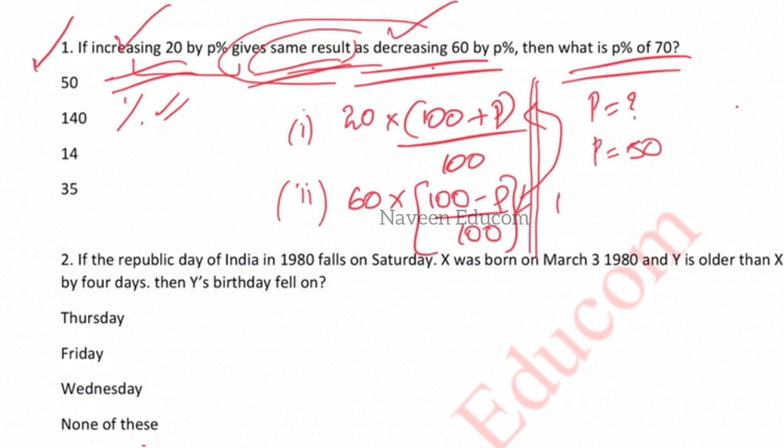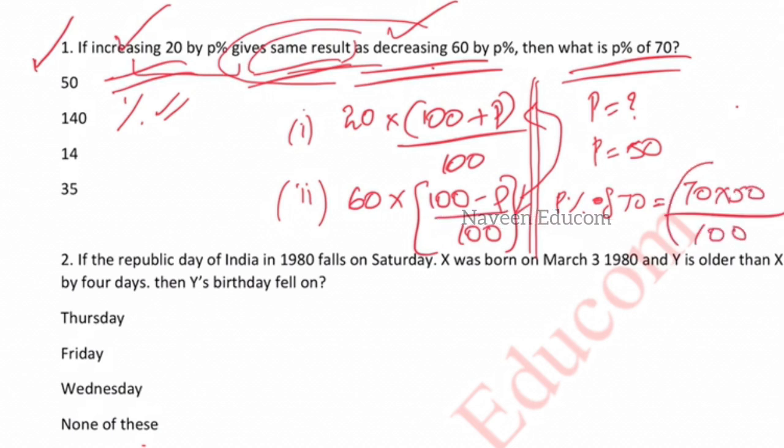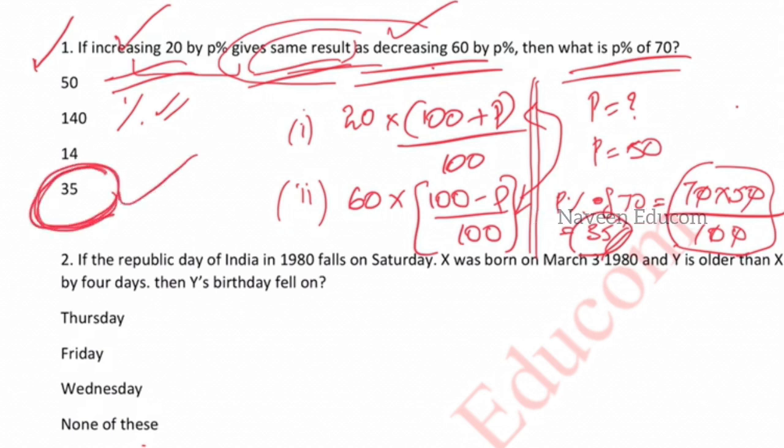Therefore, what's our next step? We have to find out p percentage of 70, right? P percentage of 70 can be found by 70 into 50 divided by 100, the 100 remaining for the percentage. This can be easily solved by cancelling both the zeros, and you finally reach the answer, which is 35. Let us look at what is 35 in the options. Yes, it is given here, the last option is 35. So this is the answer.